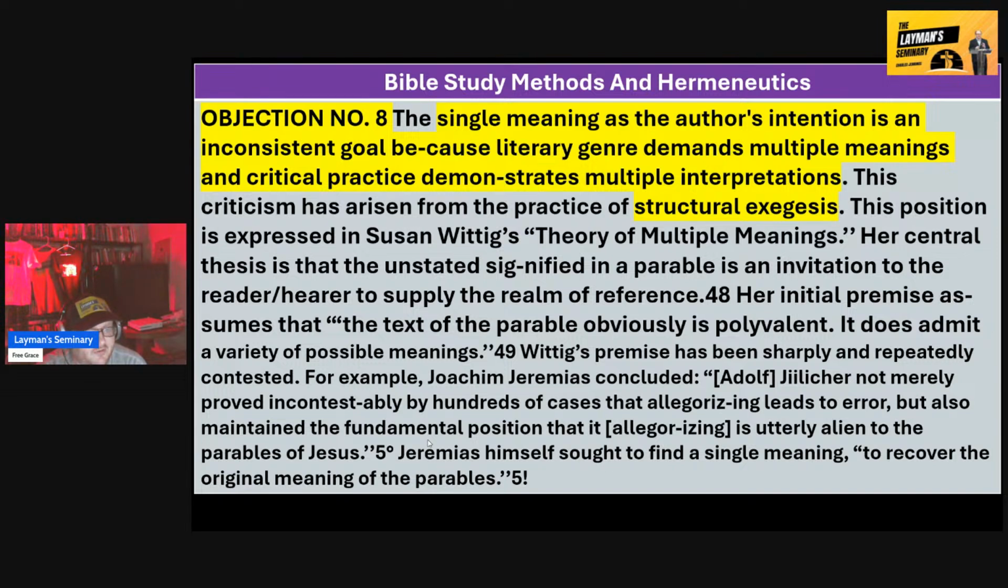Her initial premise assumes that the text of the parable obviously is polyvalent. It does admit a variety of possible meanings. Wittig's premise has been sharply and repeatedly contested. For example, Joachim Jeremias concluded that Adolf Jülicher not merely proved incontestably by hundreds of cases that allegorization leads to error, but also maintained the fundamental position that allegorization is ultimately alien to the parables of Jesus. Jeremias himself sought to find a single meaning, to recover the original meaning of the parables.